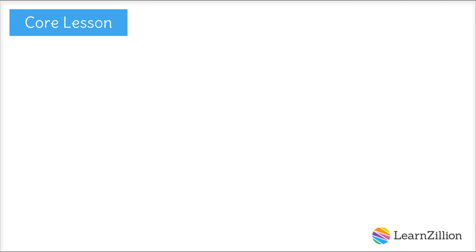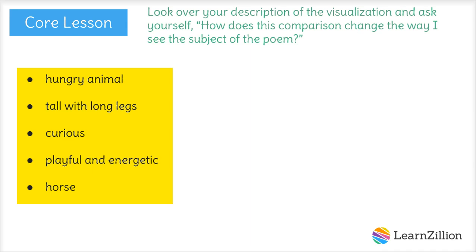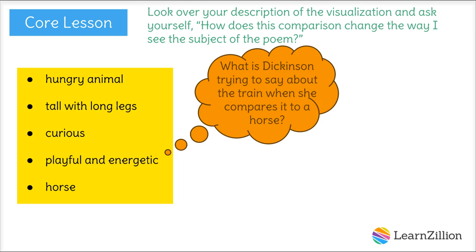Now I'm going to take a look at these descriptions I wrote and ask myself, how does this change the way I see the train in Dickinson's poem? What is Dickinson really trying to say about the train when she compares it to a horse? As I answer this question, I'm going to write my thoughts down on a post-it so I can use them to answer the final question.